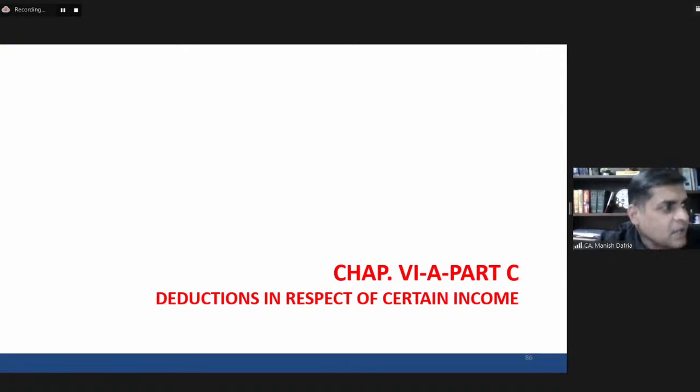Two queries I have with respect to 80GG, the deduction in respect of rent for residential accommodation. First query is from Ambika from Mumbai. Sir, can the SOP be in any other city which is not near his workplace? Okay. For the benefit of everybody, let me describe the question. This is a very interesting, very important clarification.